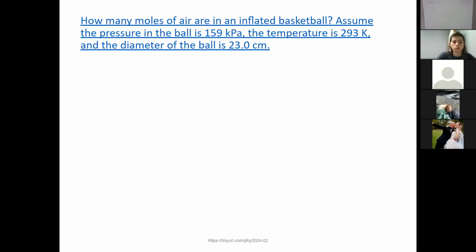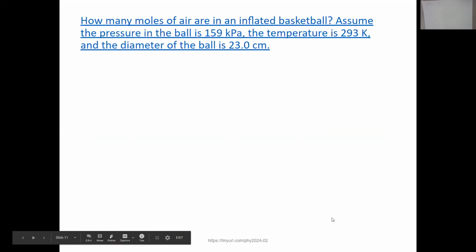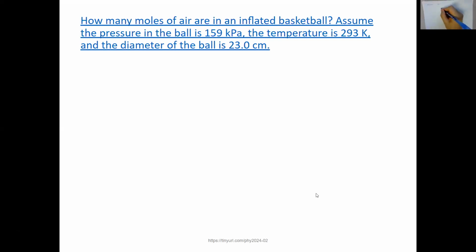I'll give you a few minutes to solve this one, and then we can take a look at the solution together. You might want to use the conversion factor here. Because the diameter is given in centimeter, you will calculate the volume of the basketball. Since you are given D, the volume would be equal to 1/6 π D cubed. If you are given R, then it's 4/3 π R cubed. That's the volume for a sphere.